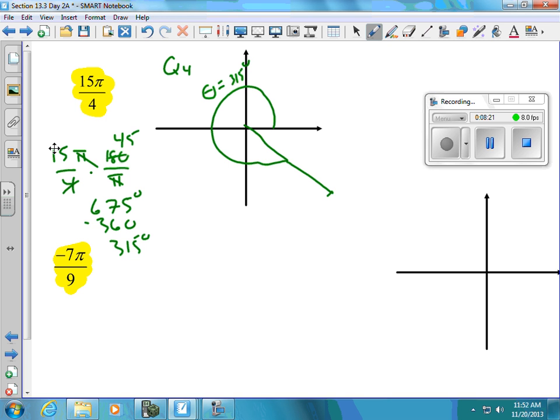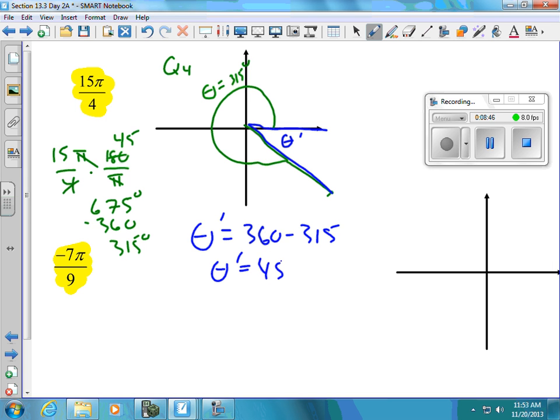So our reference angle is between the terminal side and the positive x-axis. How are we going to find that? Well, that's going to be 360 minus 315, which is 45 degrees.